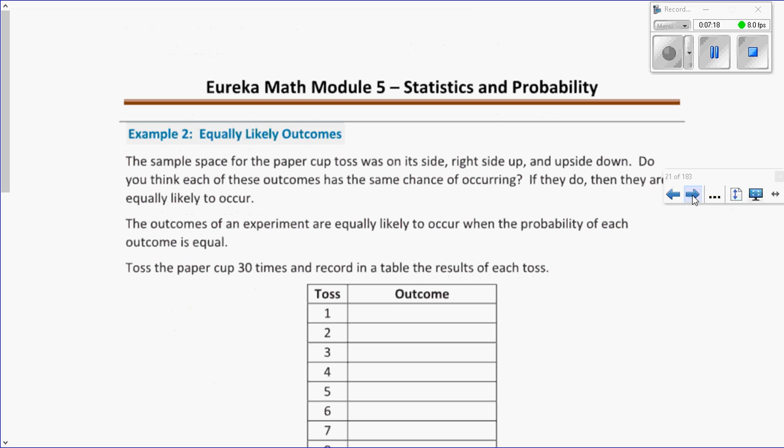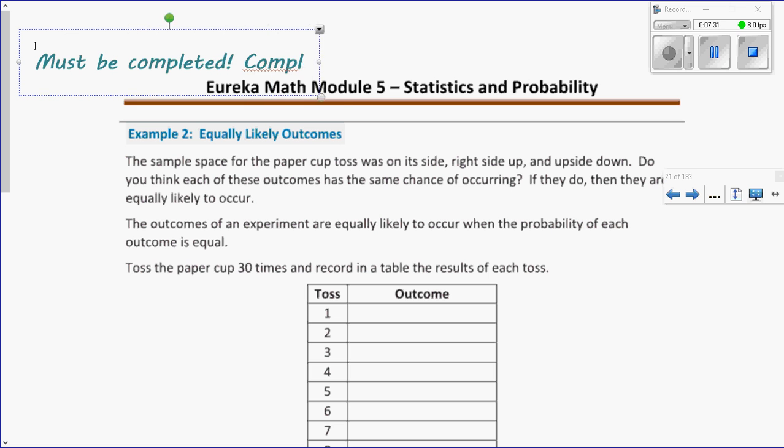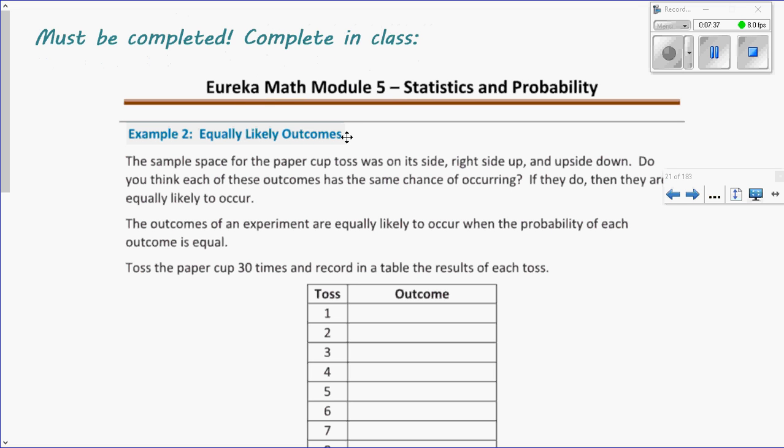Okay, I want you to write for number 20. Now I'm going to have you write this must be completed in class. The reason I'm having you do that is because a lot of kids, if I write in class, a lot of kids don't think that it counts. And so then they'll say, well, you didn't do it in the video. I just want you to write this so that when you are trying to figure out what you're supposed to do, this is included.